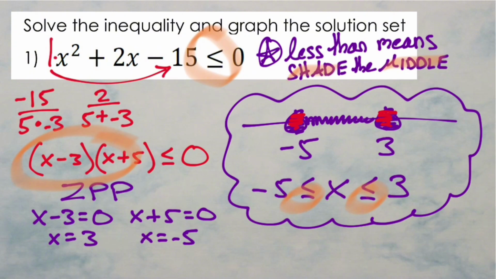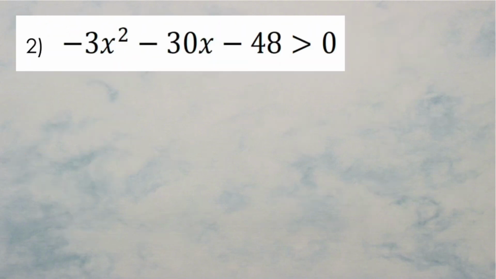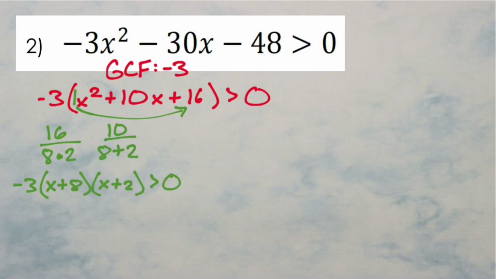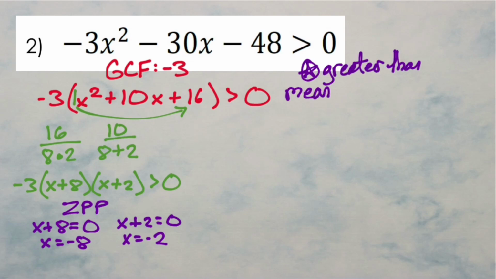And then let's look at a greater than example right over here. So take note of the fact that we have a GCF that we could factor out to begin things, and that GCF would be negative 3. You do all of that, start your factoring. You got your 16 and your 10, you got an 8 and a 2, write down your binomials, zero product property. And there you go with negative 8 and negative 2.